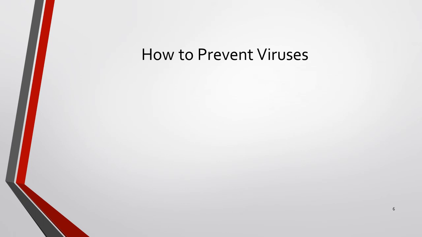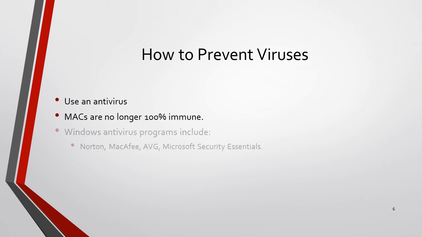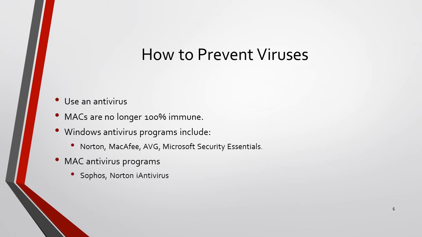So to prevent viruses, you need to have an antivirus installed, especially on a Windows-based machine. Now, those of you that have Macs, don't just assume that you're immune to viruses, because due to the increase in Apple sales, Macs have started to get a lot more viruses. For Windows, some of the more popular antivirus programs are Norton, McAfee, AVG, and Microsoft Security Essentials. For Mac, there's Sophos and Norton iAntivirus are the most common.